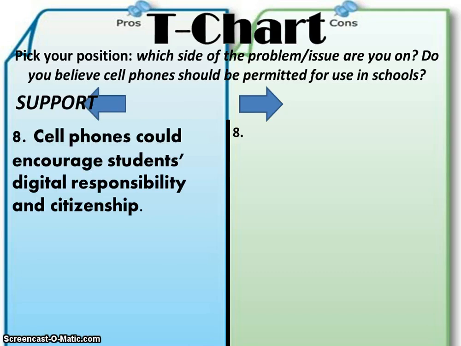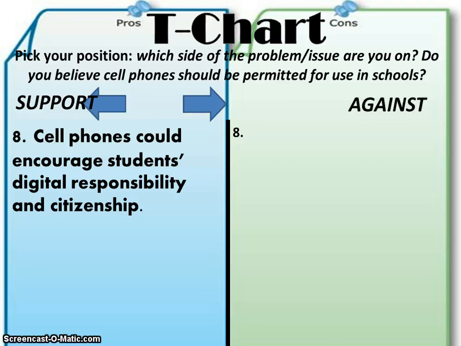And lastly, if you support having cell phones in school, you might want to think about the fact that cell phones could encourage students' digital responsibility and citizenship. It might actually be a good thing because they have to take responsibility for their actions. They have to become trustworthy individuals so that they won't use their phones inappropriately.